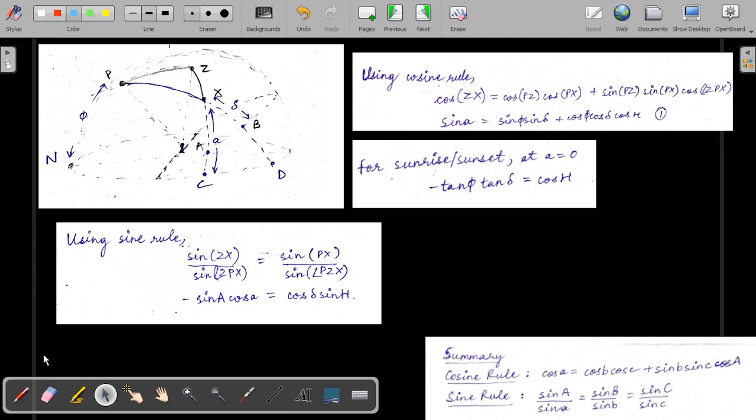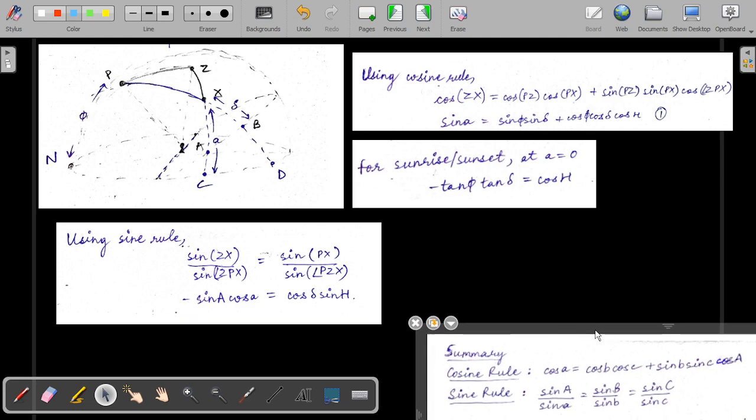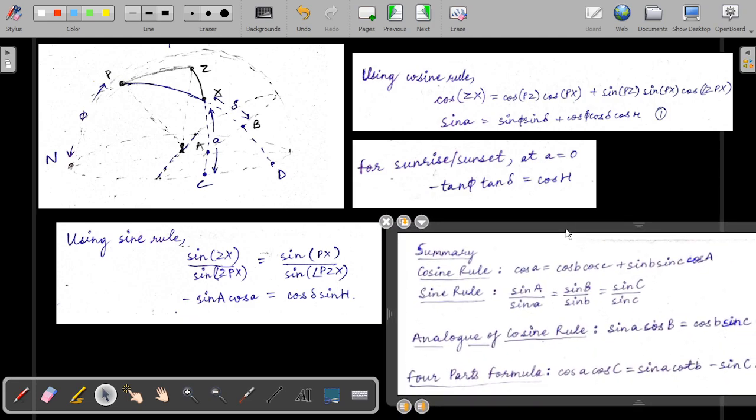Now, using the sine rule here, you can write sine of arc ZX over sine of the R angle is equal to sine of arc PX over sine of 360 minus azimuth, and this gives you negative sine of the azimuth times cosine of altitude is cosine of declination times sine of the R angle, and that's it. These two formulas. Although if you want, I think I should probably give this as an exercise for you. Yeah, too many exercises, isn't it?